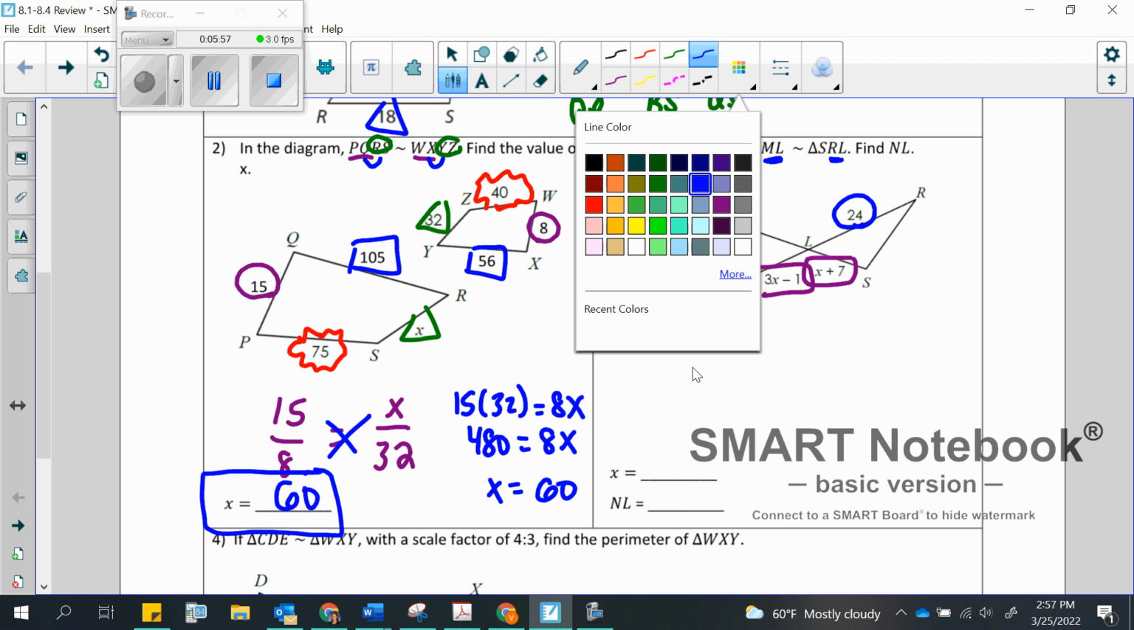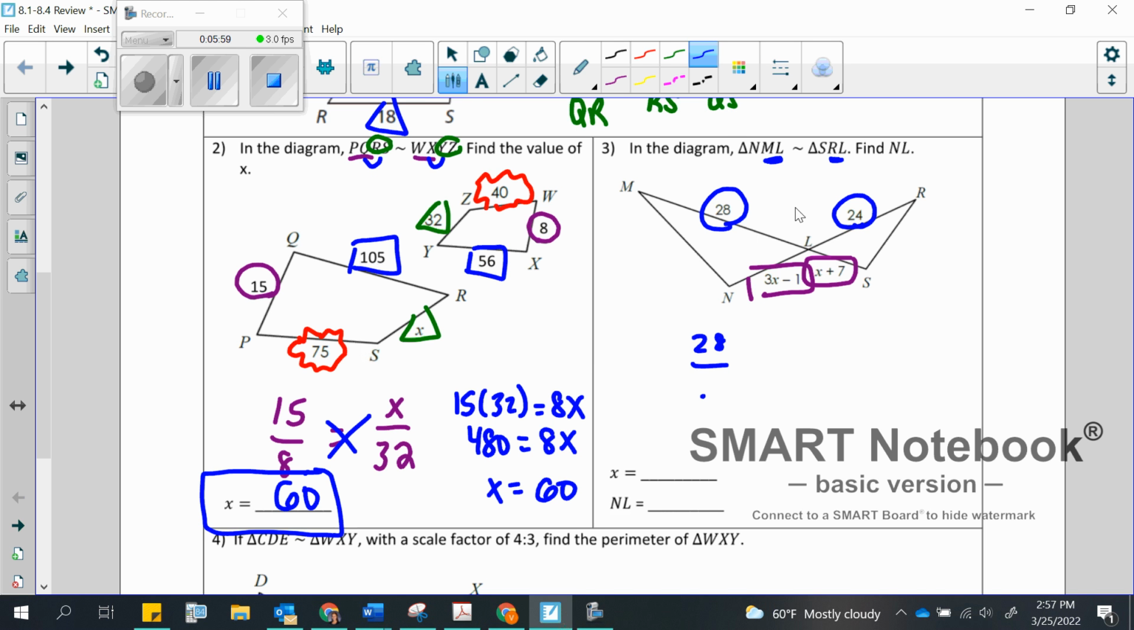From the left triangle, 28 over 24 equals, we're going to set up a proportion. If I'm going from left to right, I have to go from left to right: 3x minus 1 over x plus 7. And again, you have to cross multiply. Be very careful. When you cross multiply here, make sure you are using parentheses around the x plus 7 and the 3x minus 1. I might go off the screen a little there. Okay, now don't forget to distribute.